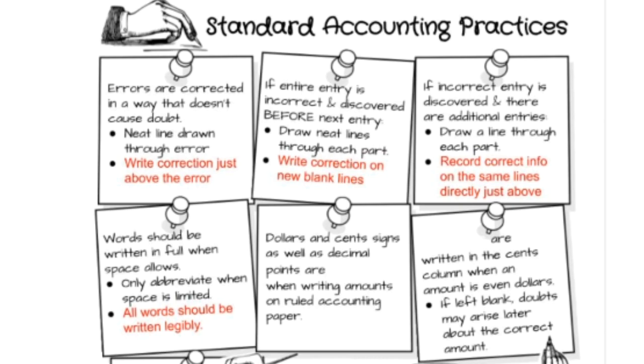Dollar and cent signs, as well as decimal points, are not used when writing amounts on ruled accounting paper. So that's why we have those columns separating the dollars and cents. It's understood that that last column there on the right in those debit and credit columns of the journal are for cents. You don't need to write a decimal point there. It's understood that that's what it is. It was made to show money or dollar amounts. 2 zeros are written in the cents column when an amount is even dollars. You don't want to ever leave that blank because you don't want there to be a doubt about what was the correct amount. So even when it's 00, you got to write that out.